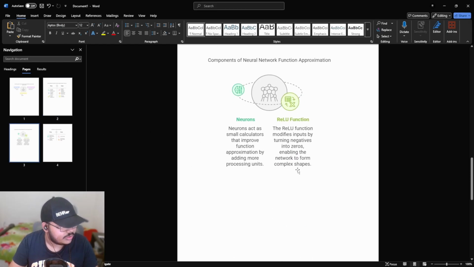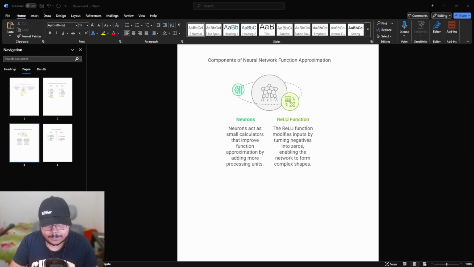So let's go to the third slide. Okay. Like I said, nodes can act as small calculators that improve function approximation by adding more processing units. And then I went a bit more in depth right there. Okay, so the ReLU function. We've brought this up a few times, and the video that I'm referencing brings it up a bunch of times. A simple version of this is that the ReLU function modifies inputs by turning negatives into zeros, enabling the network to form complex shapes.